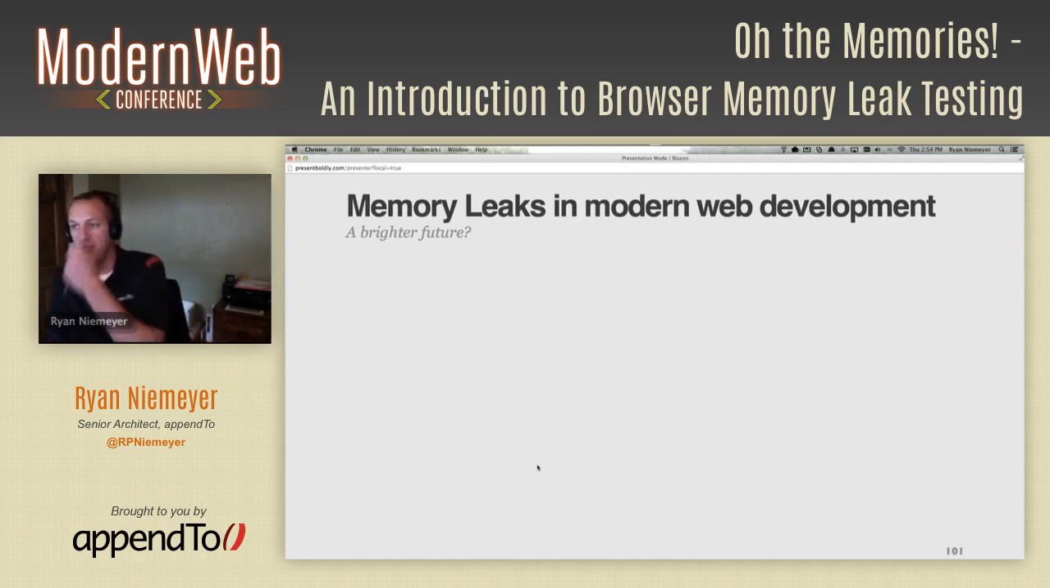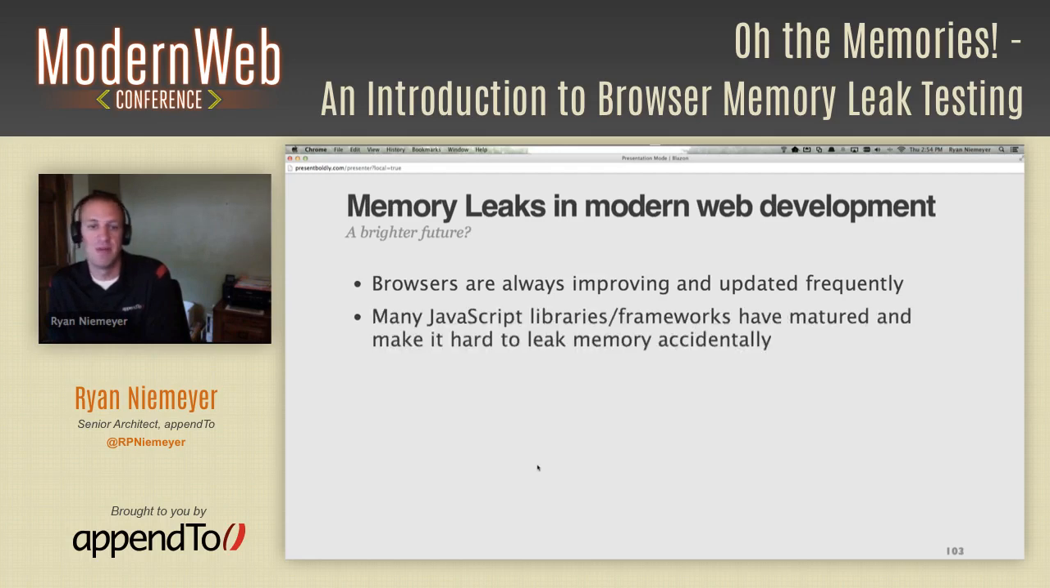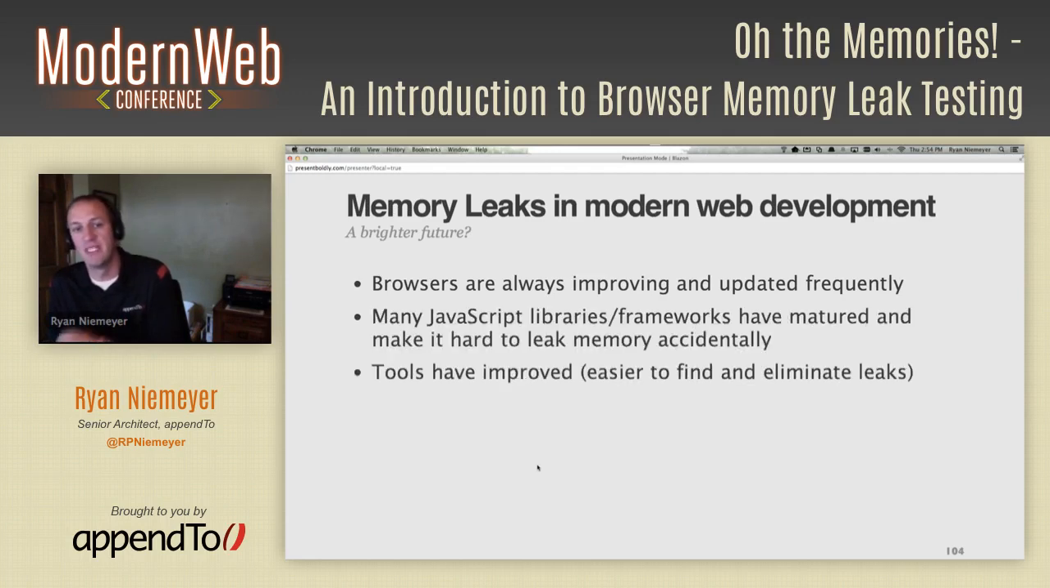So as far as the future of memory leaks in modern web development, I think there's a bright future. Browsers are always improving, and frameworks and libraries are maturing, and a big reason for that is because the tools keep improving. It's a circular thing. As the tools improve, you're able to eliminate more and more leaks from these different libraries and frameworks. And also people are more aware of the type of things I talked about today. People are more aware of closures. People are more aware of removing event handlers, that type of thing.